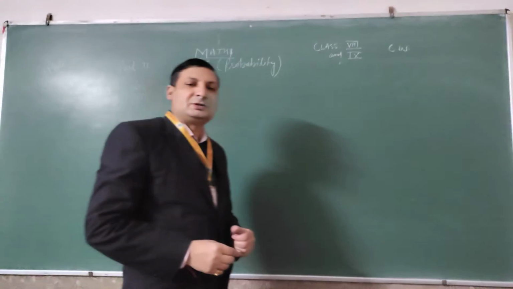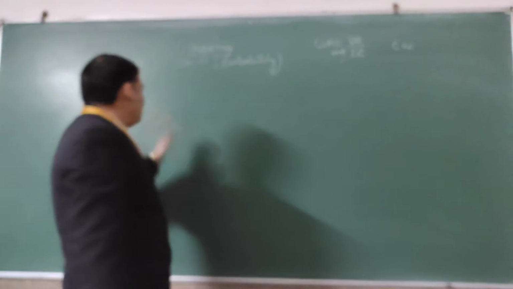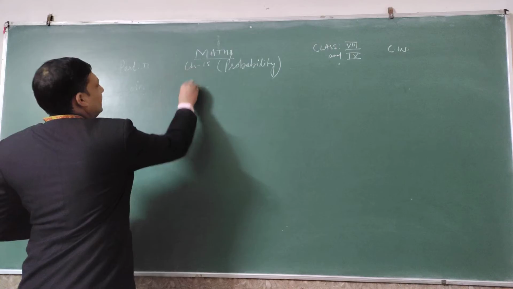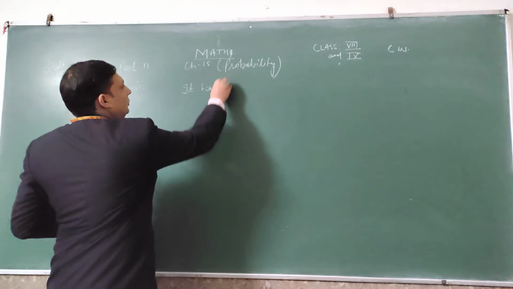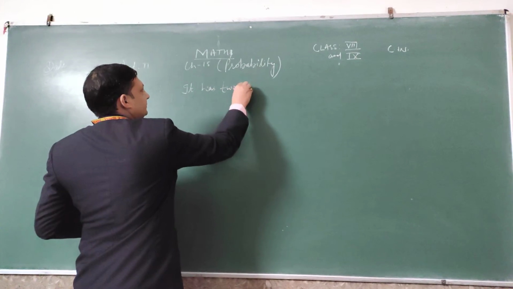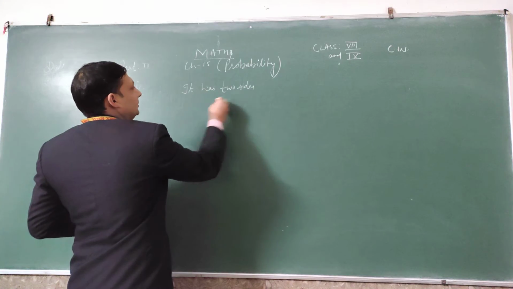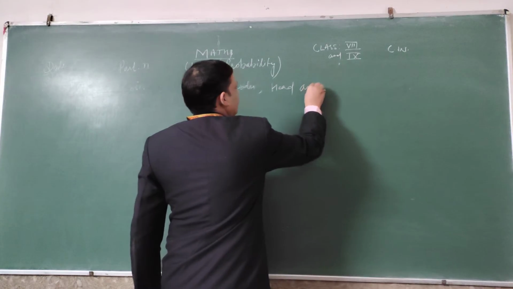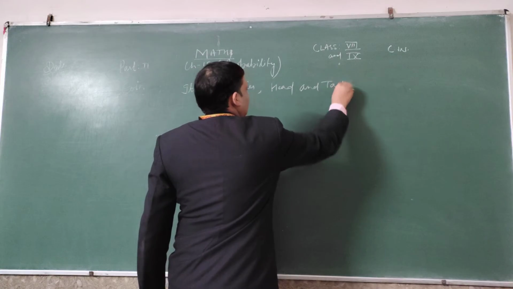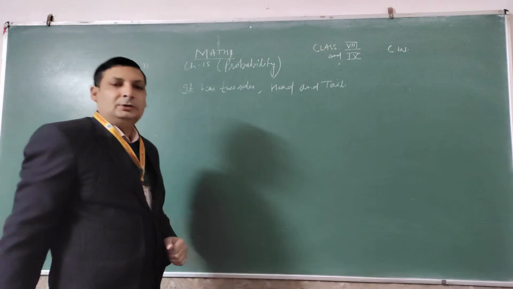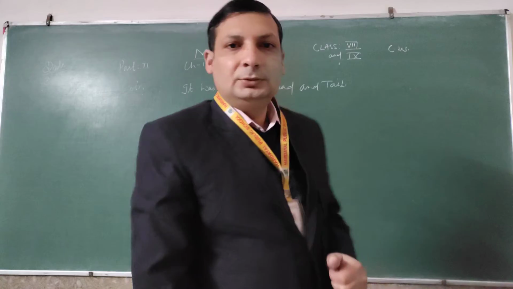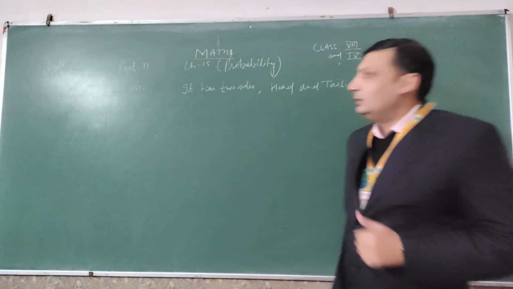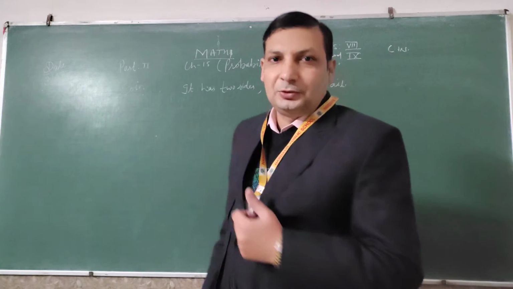Today's first topic of discussion is called coin. Everyone knows that a coin has two sides, that is called head and tail. Head and tail. Dear student, when we talk about a coin, which consists of two sides, head and tail, we will discuss questions on this topic today.